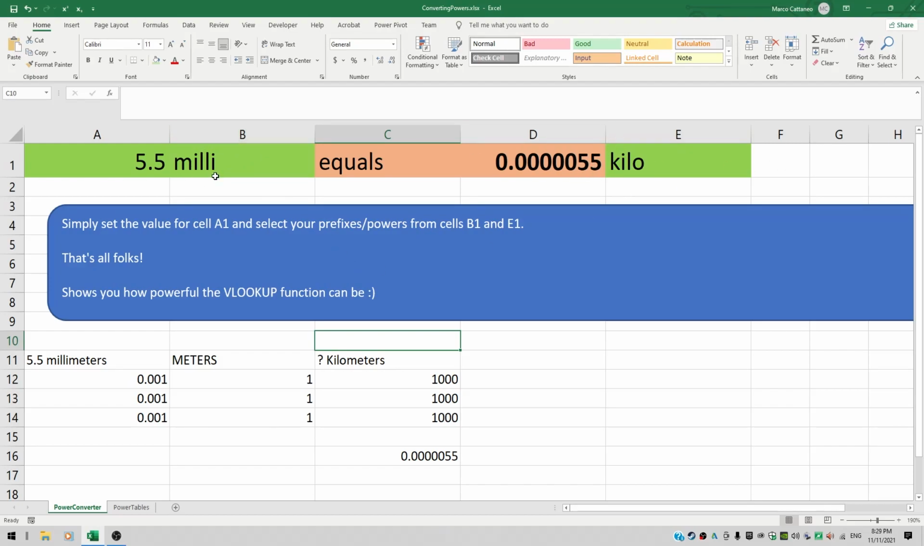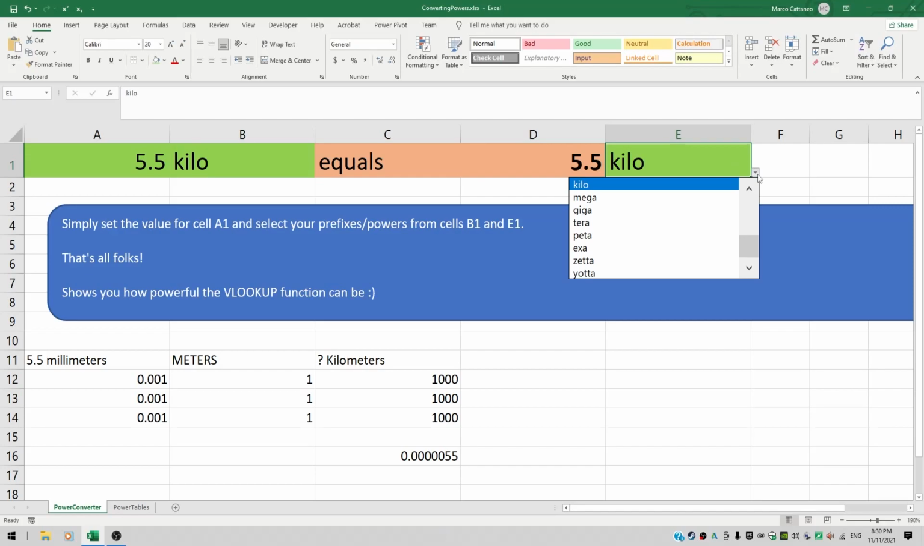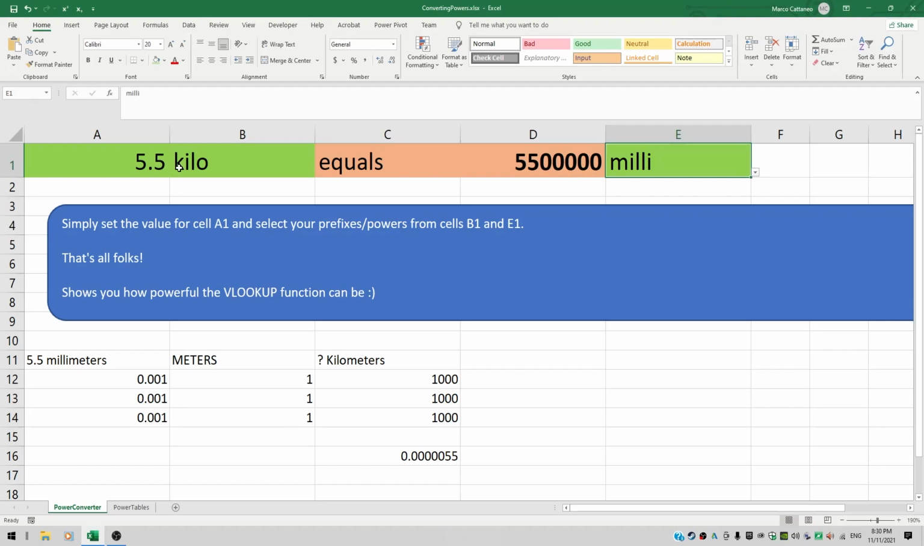So this one goes from milli units to kilo units. Do you want to go the other way around? Let's take 5.5 kilo units, and let's ask ourselves how many milli units that is. That will probably become a very big number, I guess. Milli, there you go. So 5.5 kilo units equals 5.5 million milli units. 5.5 kilometers equals 5.5 million millimeters.